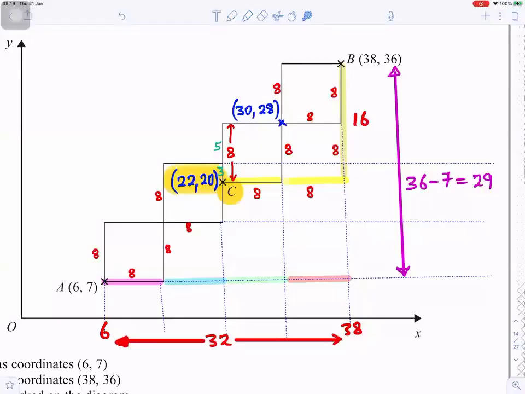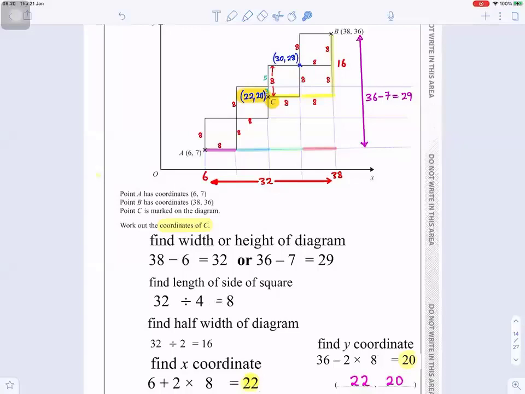When you look at the diagram, you want to find the distance from one end to the other, which is 38 minus 6. It gives you 32. From the top to the bottom, 36 minus 7 gives you 29. If the width is 32, each of these squares would be 8. So you find the width and height of the diagram. The width is 32 and the height is 29.